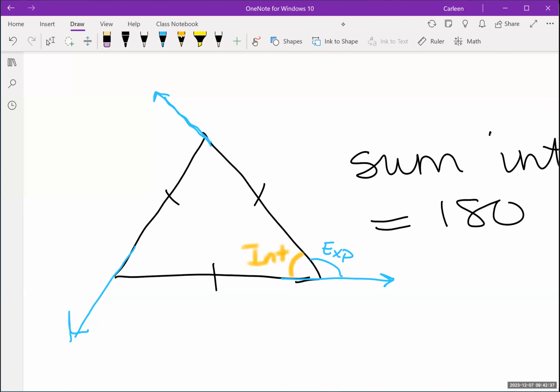Now, if this is an equilateral triangle with numbers that work out really nice, this is 60, 60, 60. Are you with me? All right. Assuming you're with me. If the exterior angle is supplementary to the interior angle, then that leaves 120 on all of these.